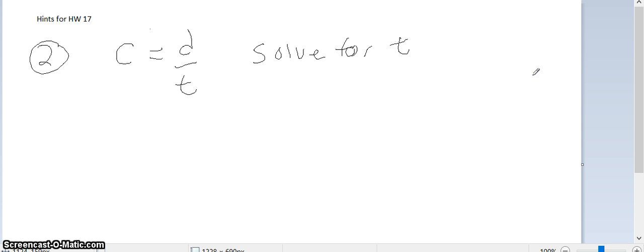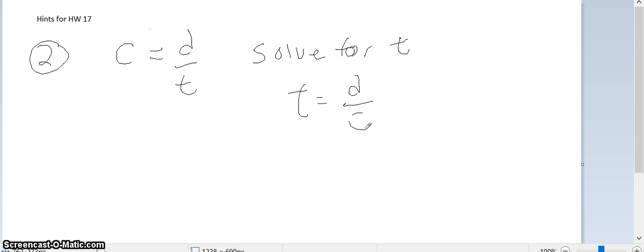And then, of course, that's pretty simple. Here, I'll do it right here. So the time is equal to, the time and the speed of light switch places, right? The distance divided by the speed of light. All right, and I believe they give us a distance of 8,000 parsecs.